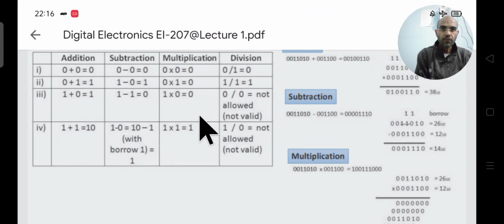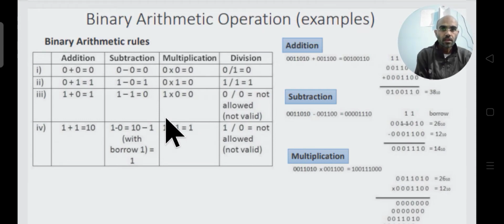In this part of the video, we'll see the arithmetic operations which we can perform in various number systems. To start with, we'll first see the binary arithmetic operations, and then we will see the arithmetic operations in the octal number system.